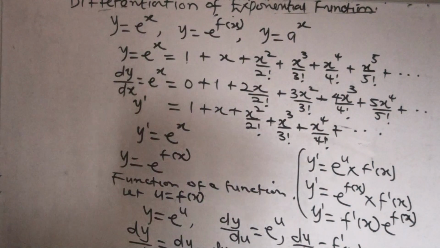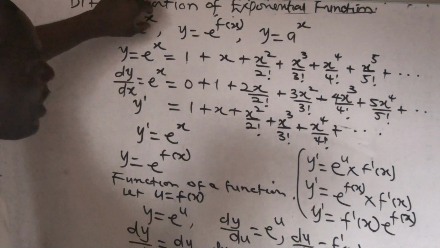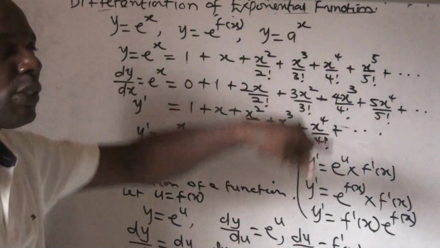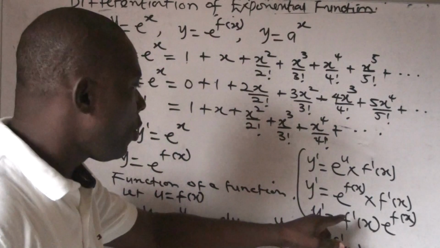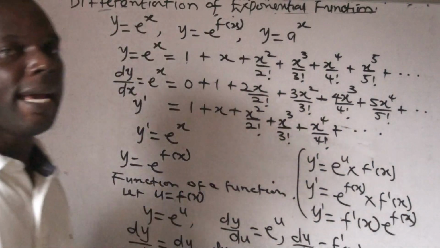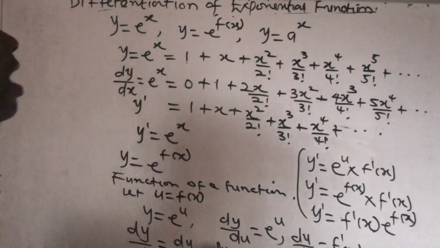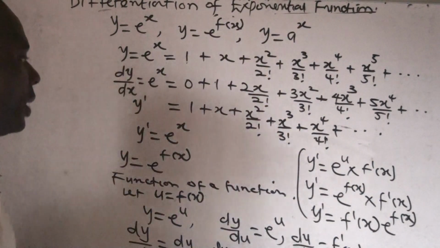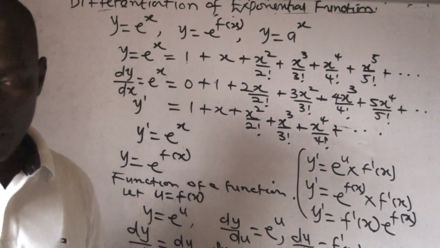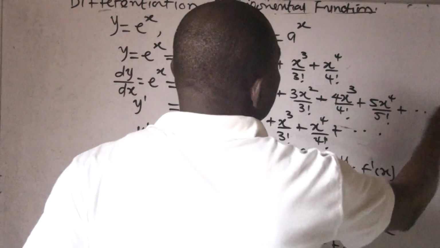So this is the derivative if the function here is not just a single variable x, but is given as another function different from just x. The formula will be f prime of x e raised to the power f of x. Okay, now that is for that. Then we're going to look at this. Given this kind of function, how do we establish the formula for this? Okay, let's look at this.